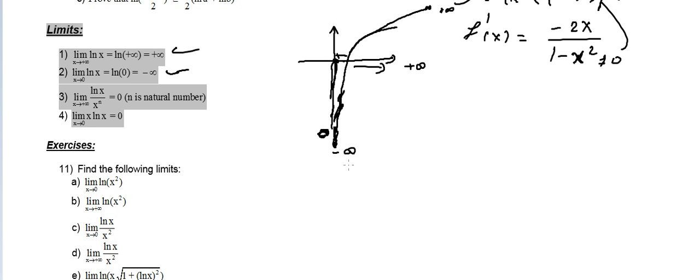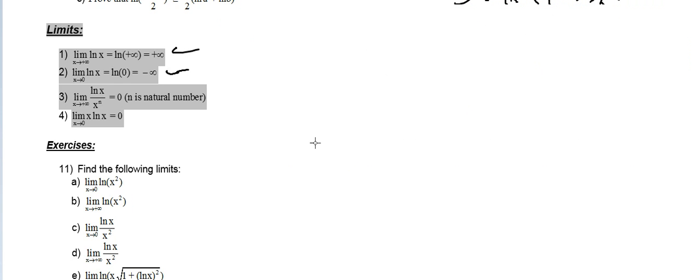Limit of ln x over x power n is equal to 0. You always have to know that, and I will tell you how now. And limit of x ln x as x approaches 0 is always equal to 0. And why is that? Let me explain.